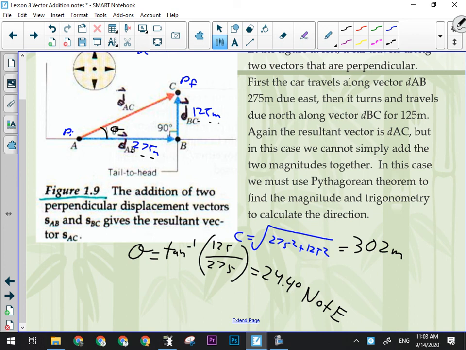Okay, I looked at my triangle, and I look at the little arc that represents my angle. The main compass direction it's touching is east, and the line is north of that. So this angle here is north measured from east, so north of east. Everybody follow me on that? That sometimes takes people a little while to get. It's north of east. All right, so my final answer on that would be 302 meters at 24.4 degrees north of east.